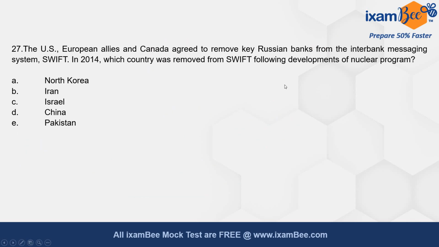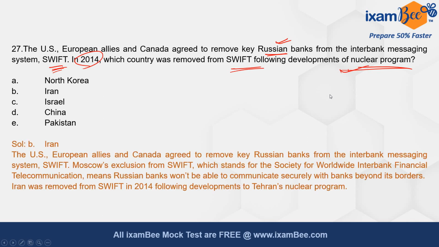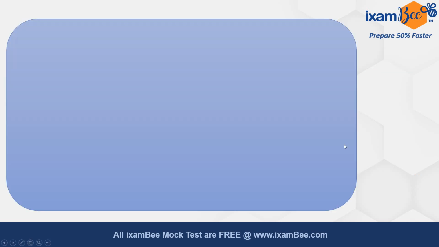The next question: the US, European allies and Canada agreed to remove key Russian banks from the interbank messaging system, that is SWIFT. In 2014, which country was removed from SWIFT following the developments of nuclear program? So recently we saw that, due to this Russia and Ukraine war, Russia has been moved out of this SWIFT messaging system. But in 2014, another country was removed because of nuclear program. The country is, yes, the answer is B, that is Iran. Okay? In 2014, Iran got out of this SWIFT messaging system.